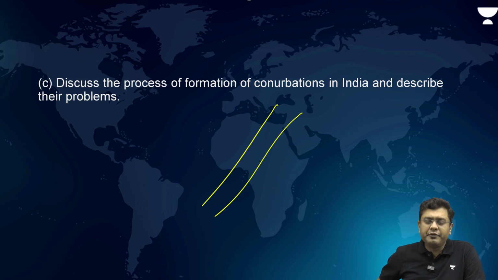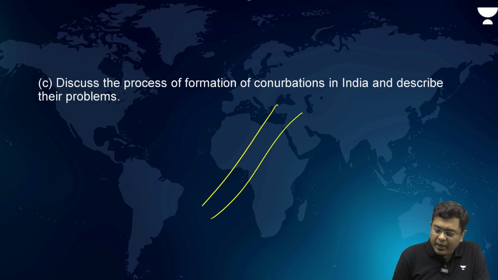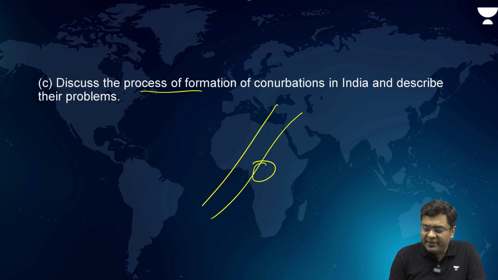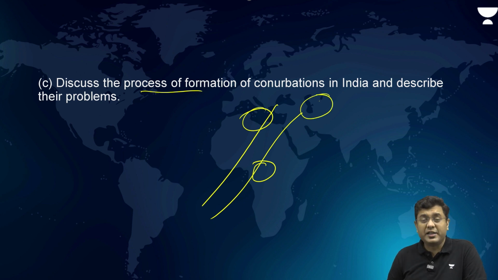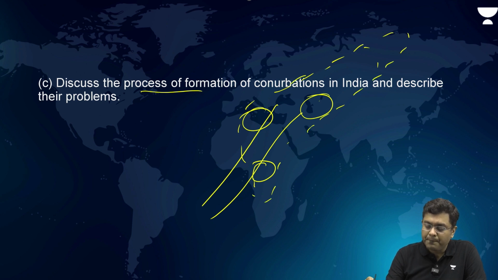Now, this happens when you have faster modes of transportation and communication in between, right. So, here you have multiple centers developing. The process is what? Multiple centers of urban growth develop across the region of faster modes of transportation, faster modes of connectivity like highways and expressways, and eventually they become a part of a conurbation, right. Now, problems need to be discussed.